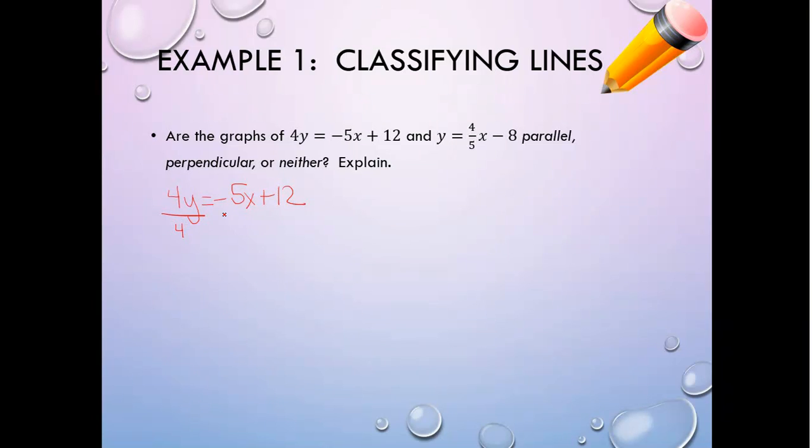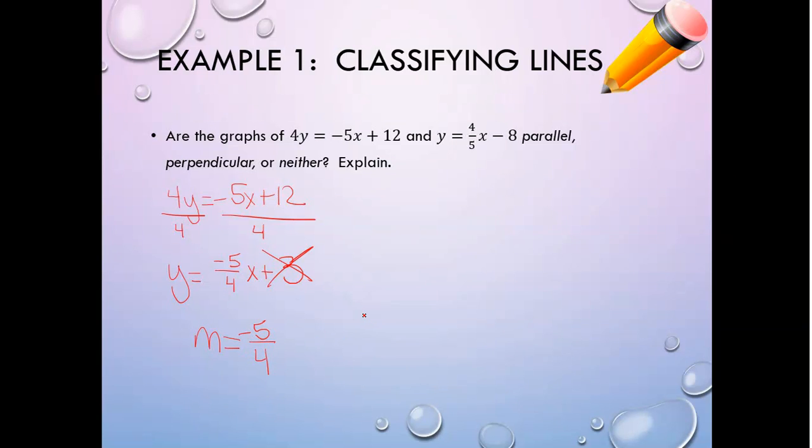So it looks like I've got to divide by 4. So y equals -5/4 x plus 12 divided by 4, which is 3. So I have y equals -5/4 x plus 3. So I'm solved for y. I can now pick out my slope. I'm not caring about my y-intercept. It could be 5 million for all I care. I'm looking only at the slope, -5/4.